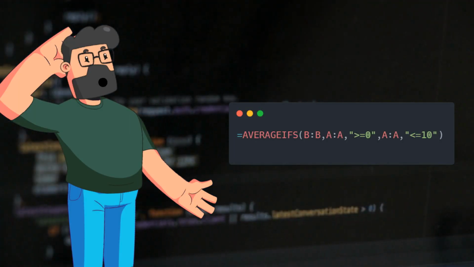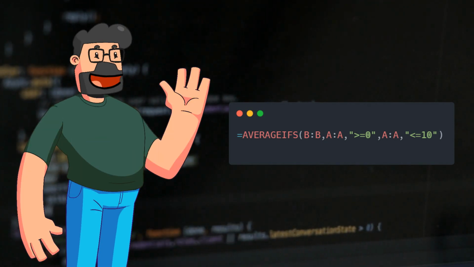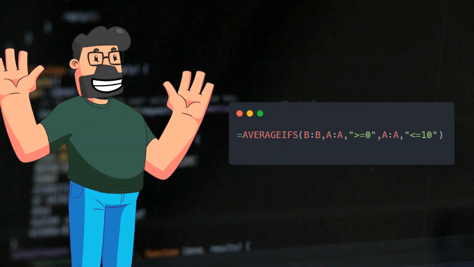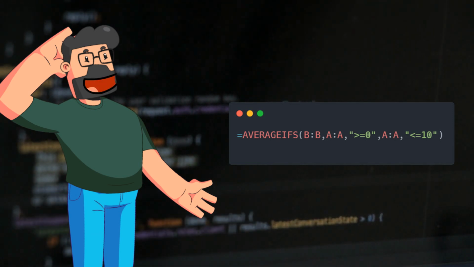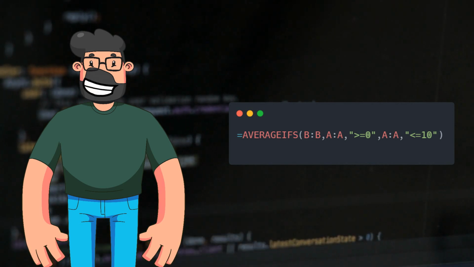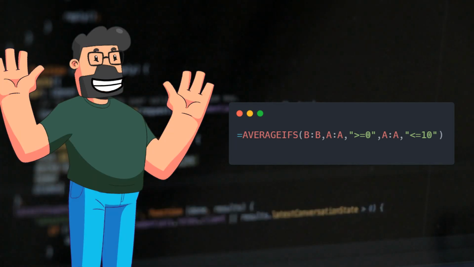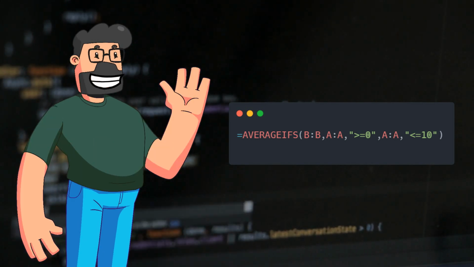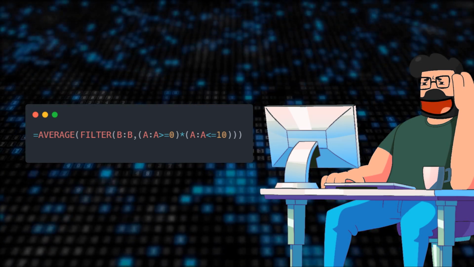Let's start with the first solution provided. By using the formula equals AGGREGATE B, A equals 0, A equals 10, we can effortlessly find the average percentage of the dataset falling within the range of 0 to 10 in column A. This formula considers the values in column A that are greater than or equal to 0 and less than or equal to 10, subsequently calculating the average of the corresponding percentages in column B. Pretty nifty, right?